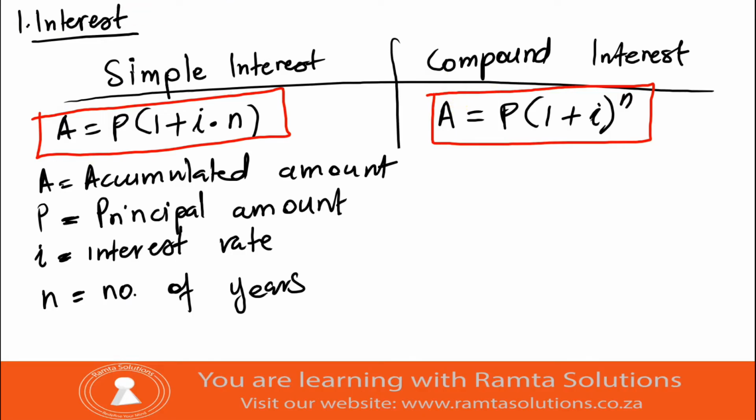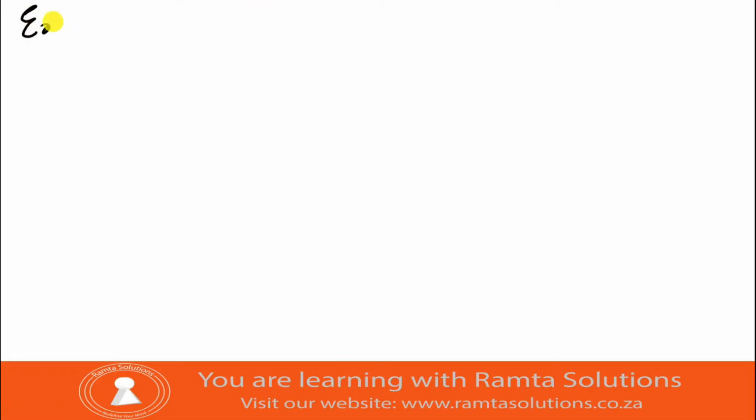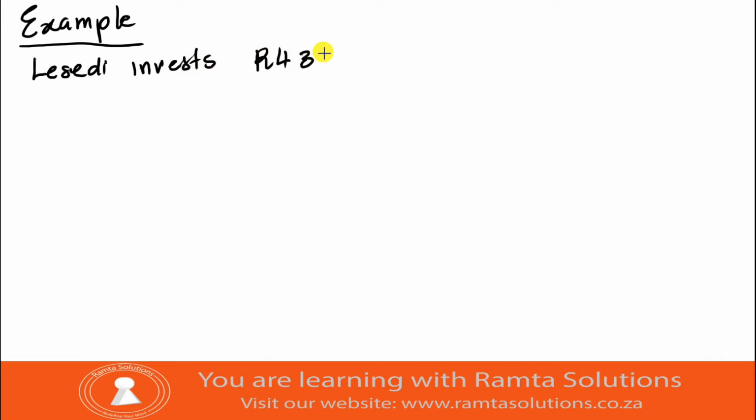Now, let us try an example. I'm going to adopt a name. I think I should use the name Lesedi. So for our finance, I will be talking a lot about Lesedi. I will assume Lesedi is a woman. So let's say Lesedi invests 4,350 rands for 5 years.